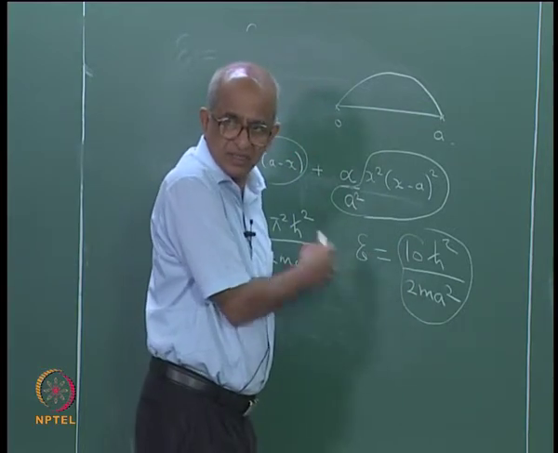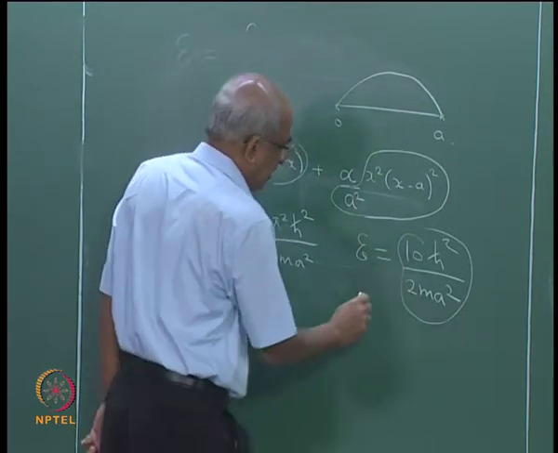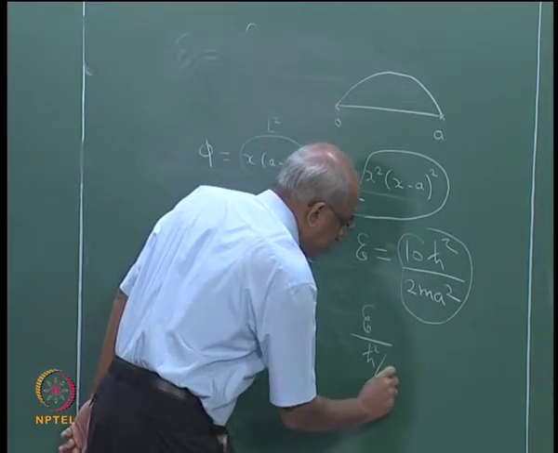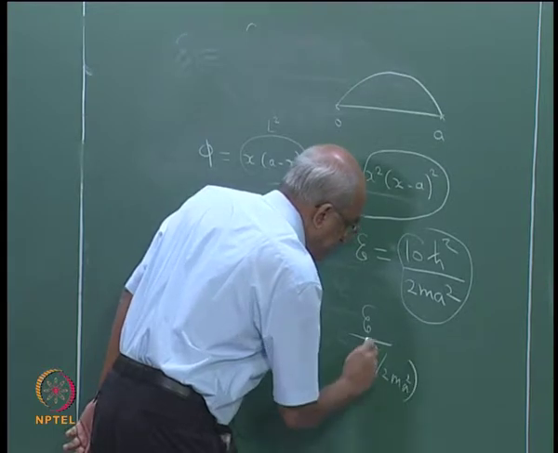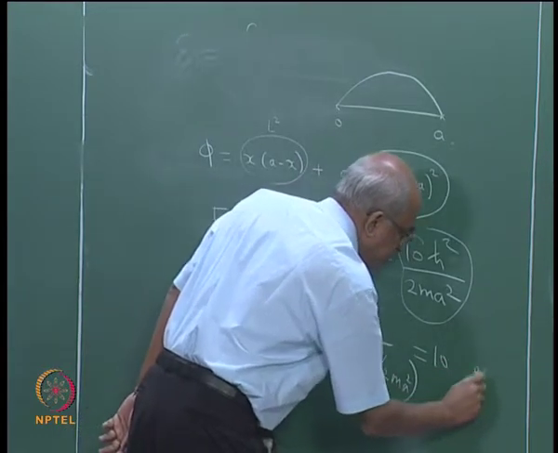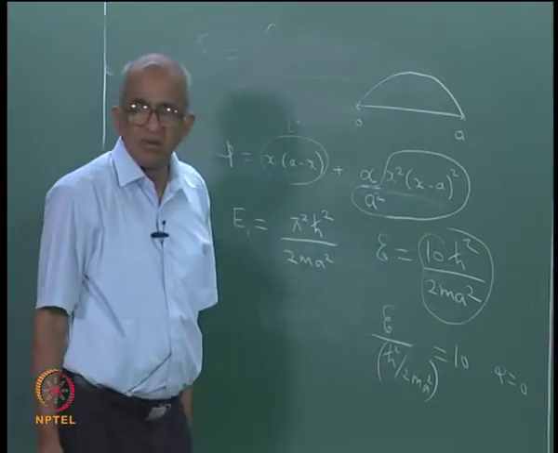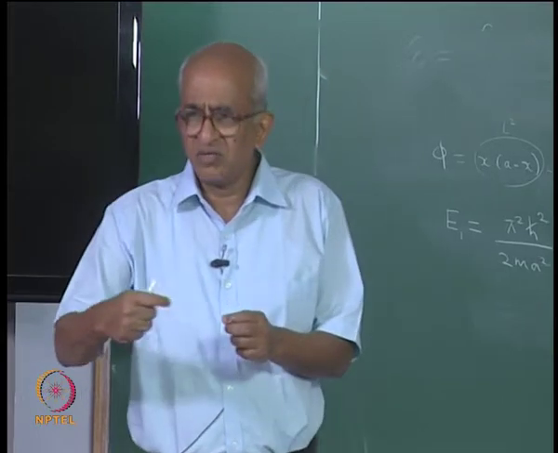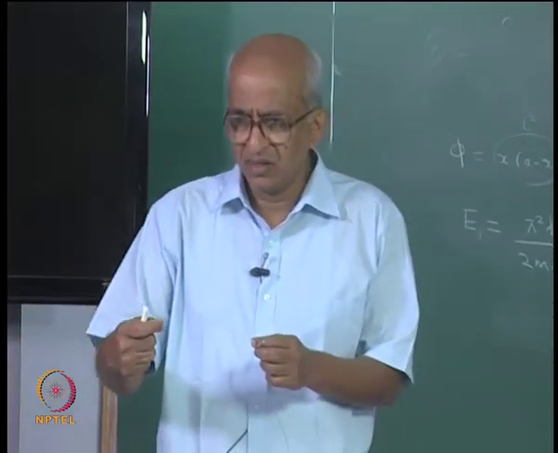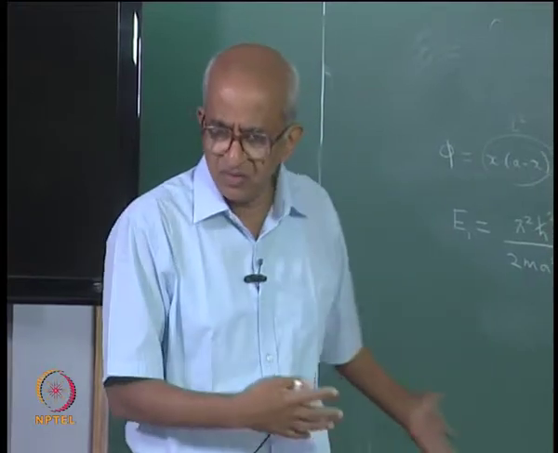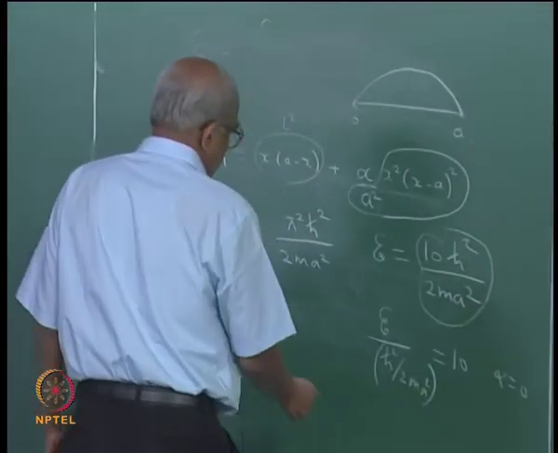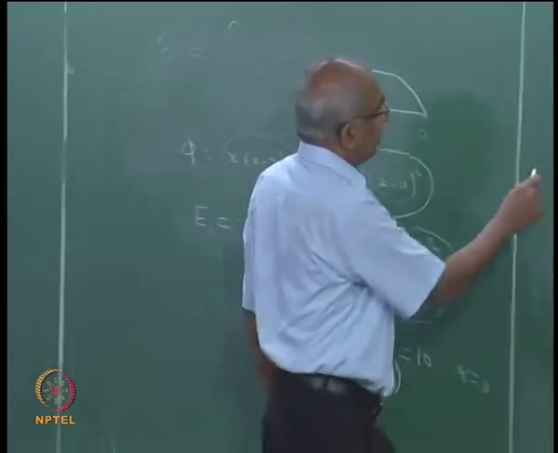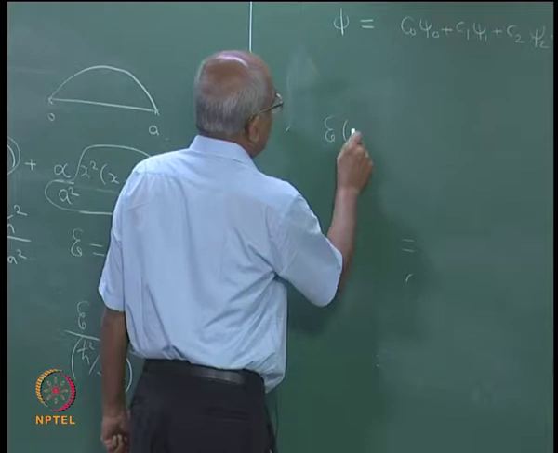If I did a calculation with alpha equal to 0, this is the answer, which means that script E divided by h cross square over 2 m a square will be equal to 10 when alpha is equal to 0, correct. Now I am going to use other values of alpha. So something is going to happen to the value of script E. Script E will now depend upon the value of alpha, so you can think of script E as a function of alpha.